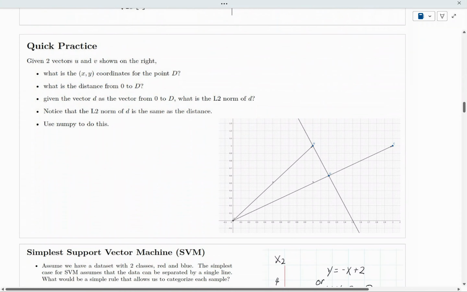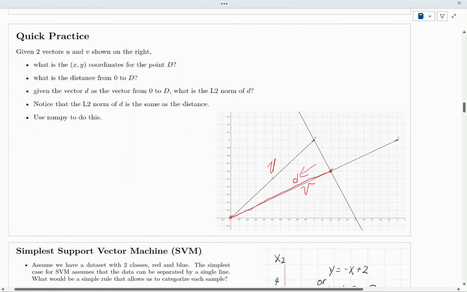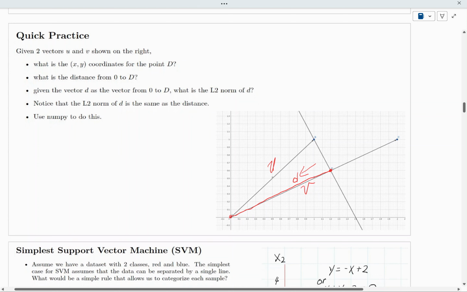Before we move on, let's do a quick practice. Now we have two vectors, u and v. Your next practice is to figure out what this D point is. Given that we know u and v, what is the distance from 0 to D? And then given a vector D as the vector from 0 to D, what is the norm? So this is D. What is the L2 norm of D? You want to pause the video and make sure you can do this. You can use Python.